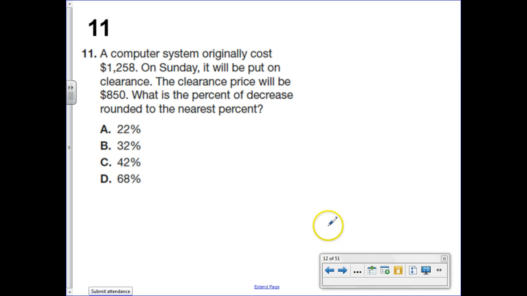All right, moving on to number 11. When it says find the percent of the decrease, you have to say how much did it change, find that quantity and put it on top, and divide it by the original. So when you subtract those two, you end up with about $408 or something like that. This will give you a decimal, and then you need to convert it into a percent, which will be B.